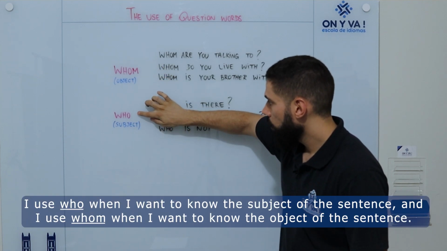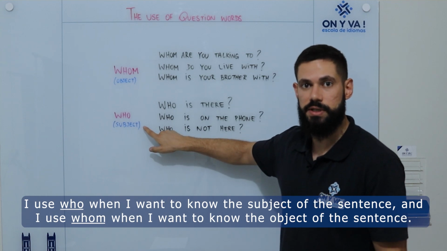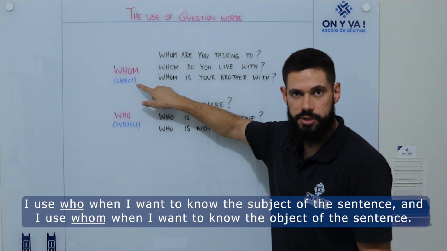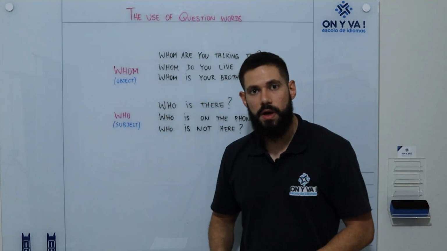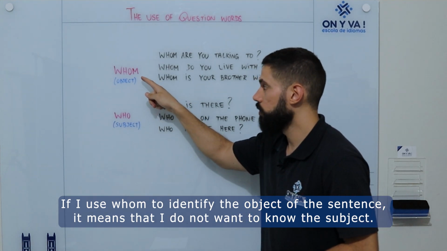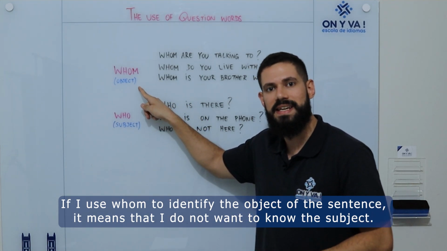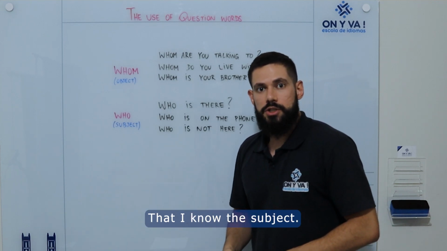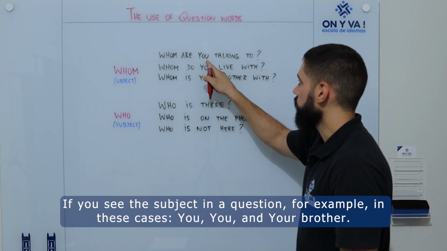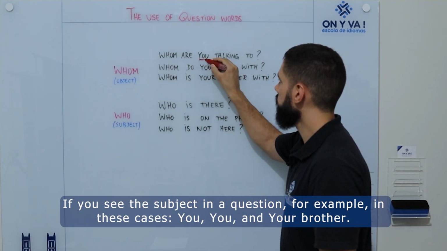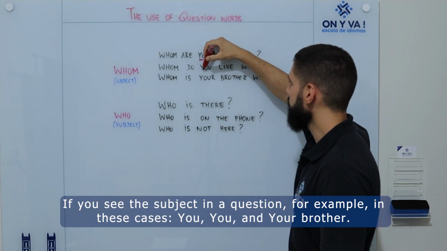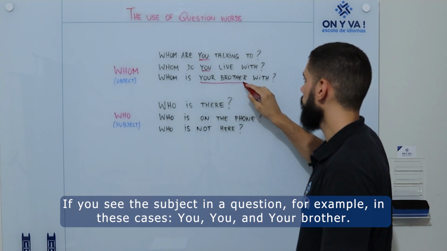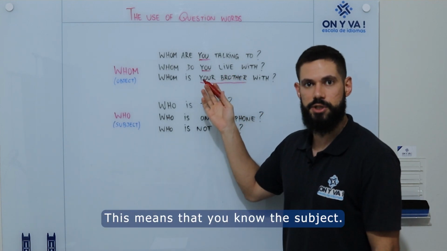I use who when I want to know the subject of the sentence. And I use whom when I want to know the object of the sentence. Well, if I use whom to know the object of the sentence, it means that I don't want to know the subject, that I know the subject. So if you see in a question the subject, in this case you, in this case your brother, it means that you know the subject.